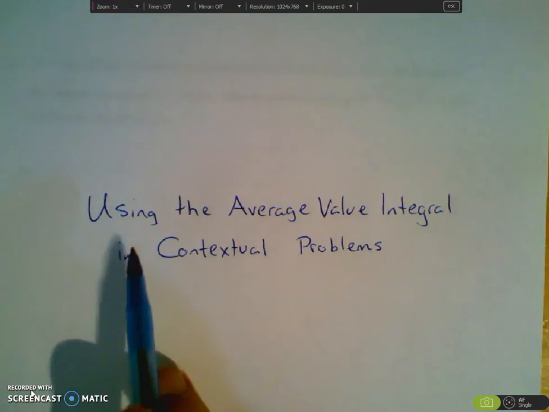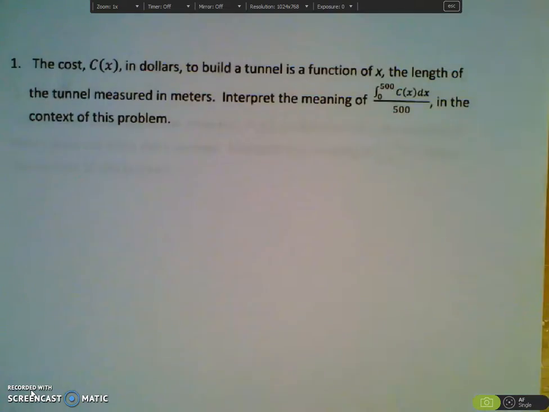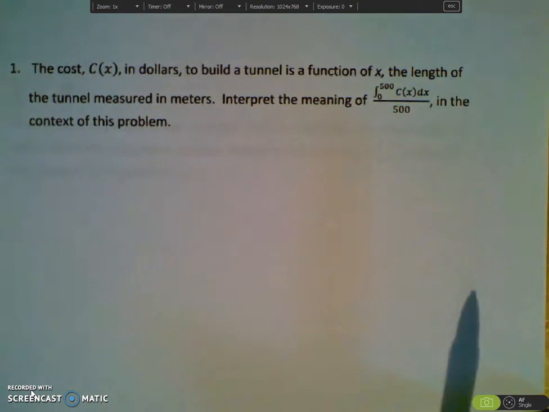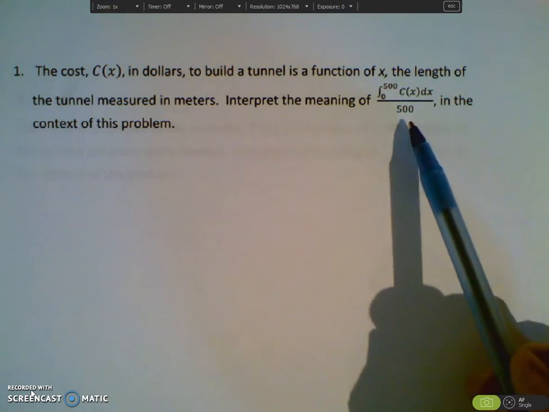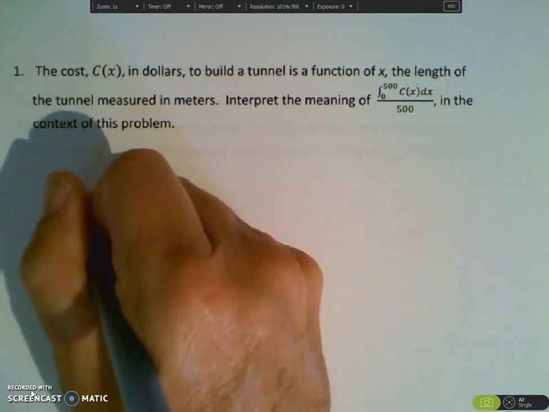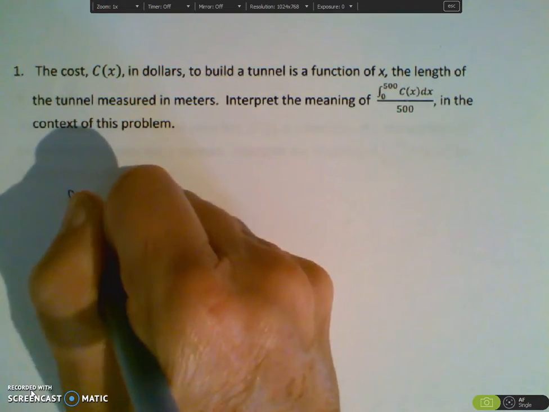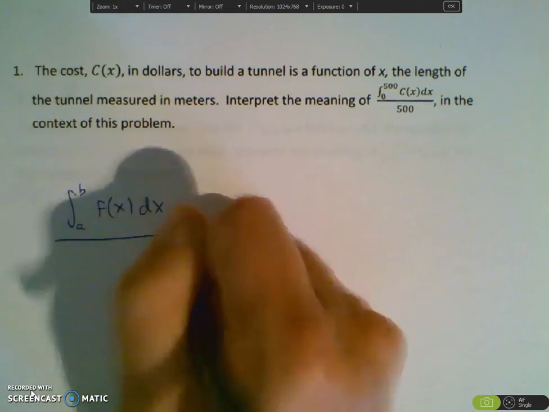Today we're going to talk about how you can use the average value integral in contextual problems. Here's our first example. The cost, C of x in dollars, to build a tunnel is a function of x, the length of the tunnel in meters. Interpret the meaning of this definite integral expression in the context of this problem.